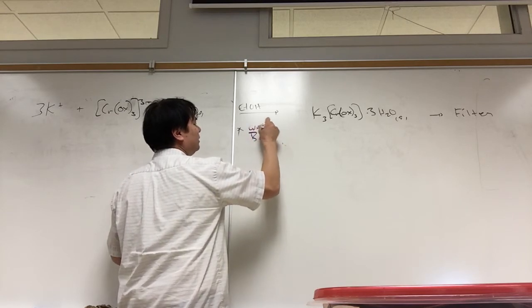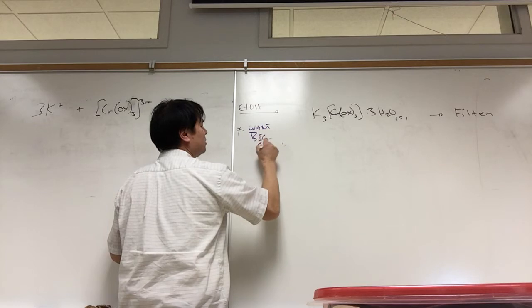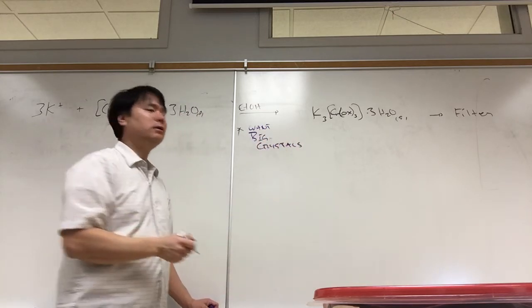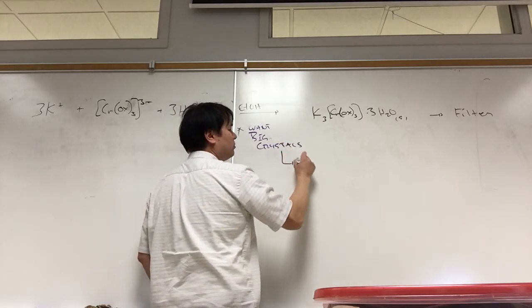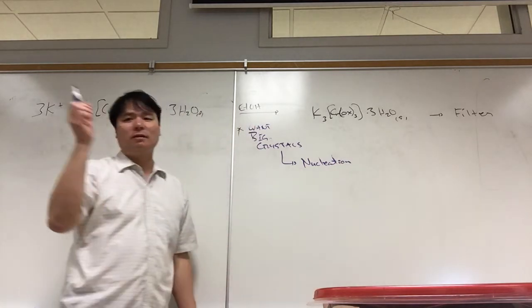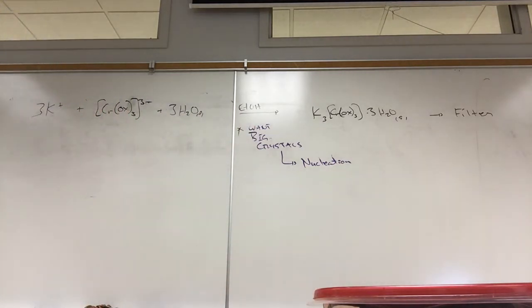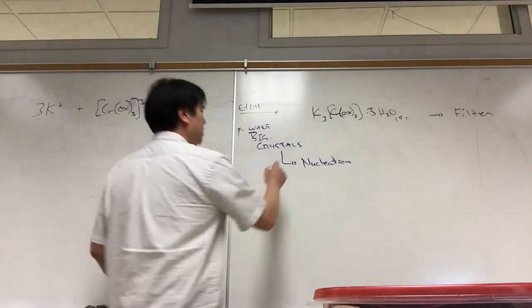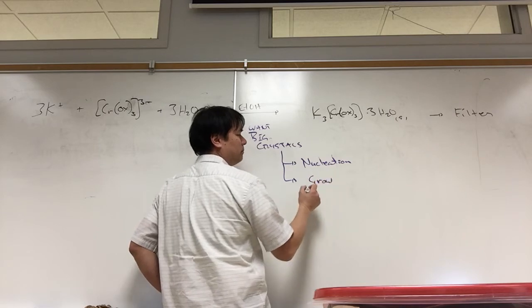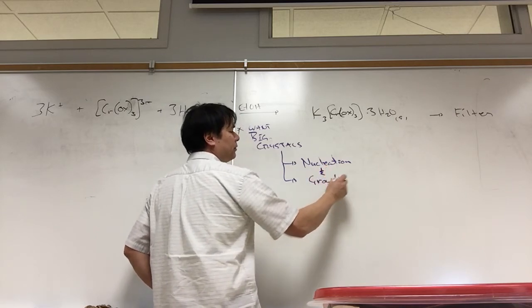But in the process of doing this, what we want is big crystals. Do you guys know about growing crystals? When you grow crystals, there are two processes we have to worry about. One is called nucleation. Nucleation is just the birth of a little crystal: one ion binds to another ion and it starts a tiny baby crystal. And those baby crystals grow into bigger crystals. So it's called nucleation and growth.